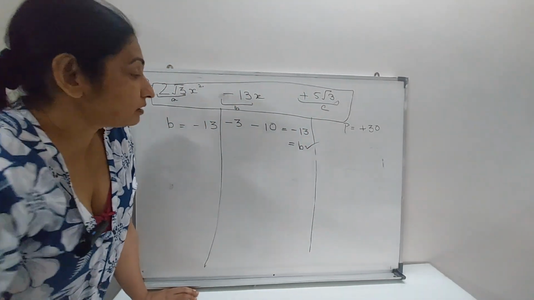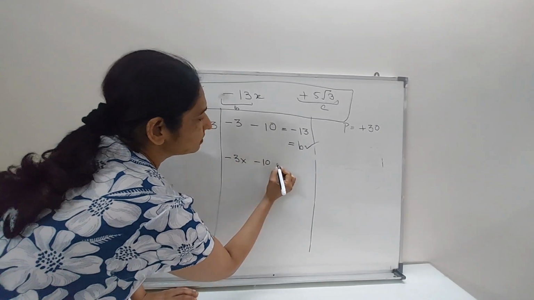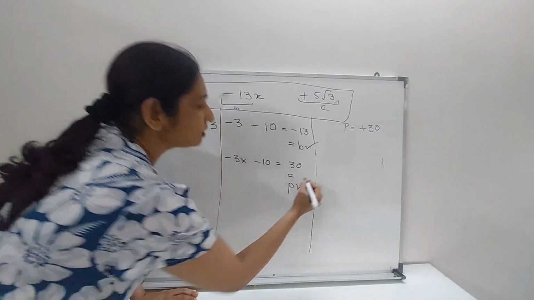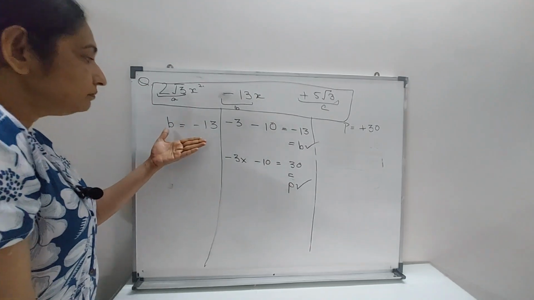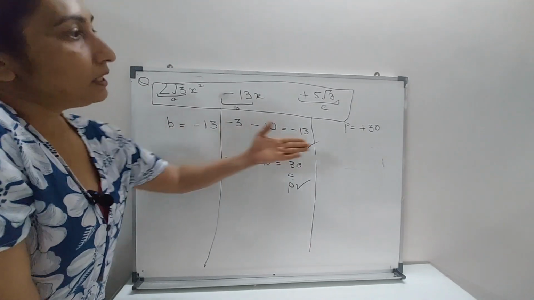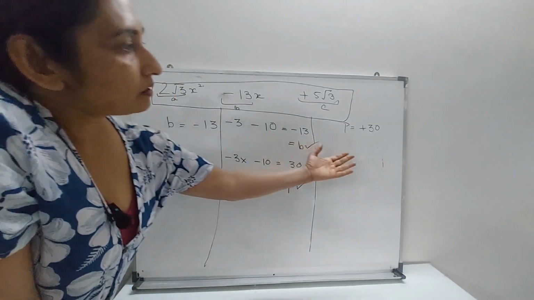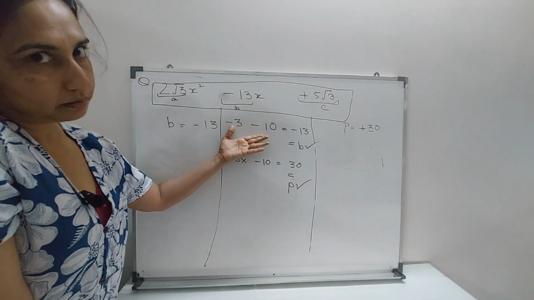But we have to check the product also. What is minus 3 into minus 10? It is 30. That is also equal to the product. So in this case, both the conditions are satisfied. B is also minus 13, product is also plus 30. That means this is the right combination of factors that we'll have to use.